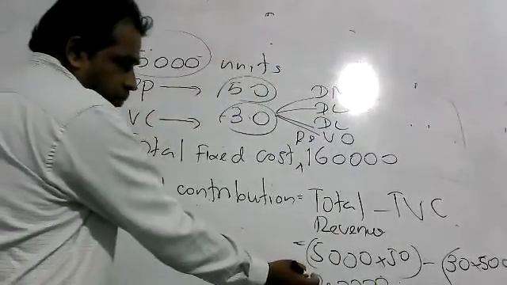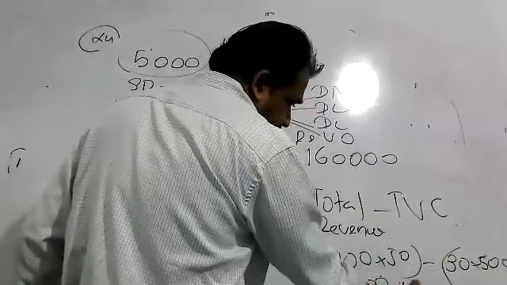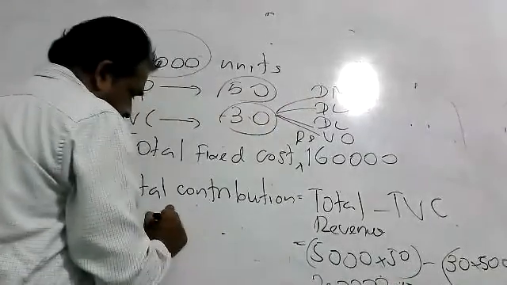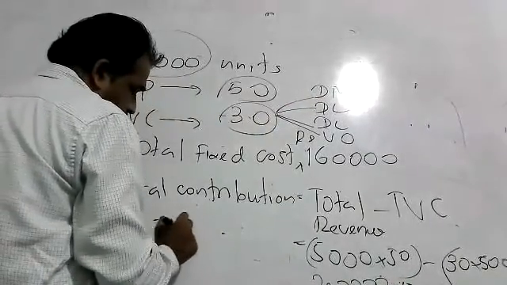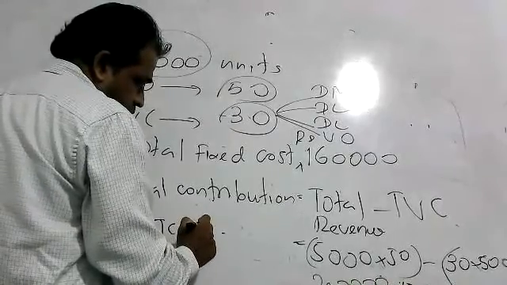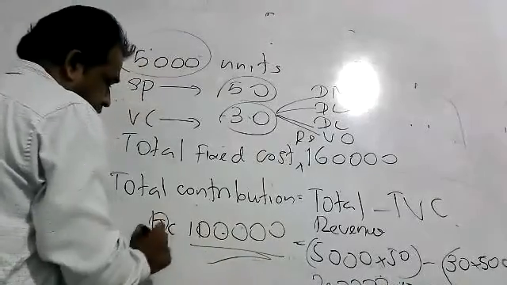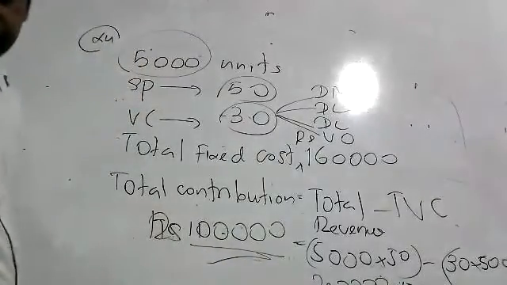So 250,000 minus 150,000 equals total contribution, 100,000 rupees, right? Okay.